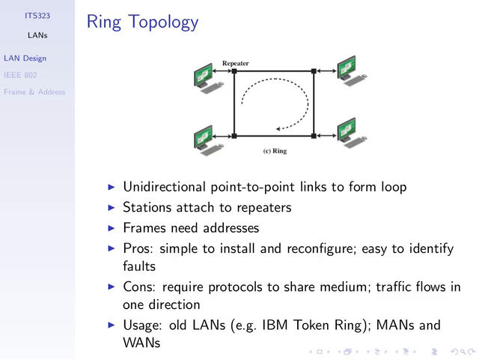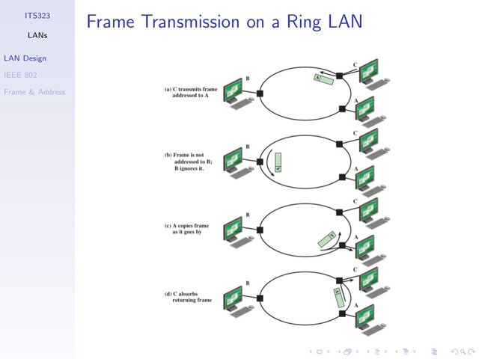Let's go through our example and then come back to the comparison. So here we have a ring of 3 stations. C wants to send data to A. It's again a shared medium. We have the issue if 2 people transmit, we'll have interference.